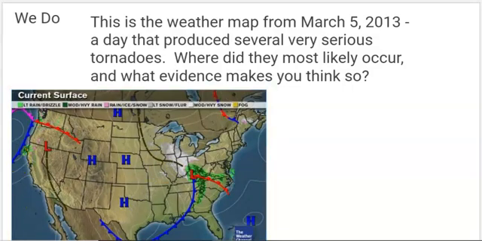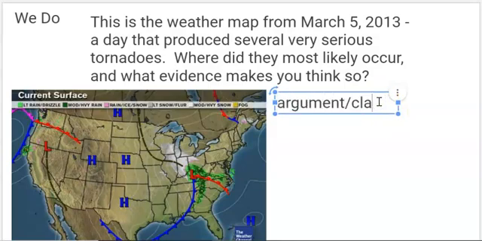So remember, our pattern here is going to be to start with our argument or claim. So our argument or claim is the answer to the question. So the question is, where did the tornadoes most likely occur? And what evidence makes you think so? So on here, your argument or your claim is simply the answer to the question: where do you think the tornadoes were most likely to occur? If you would, please pause, decide for yourself what your argument or claim would be, and then I'll continue.